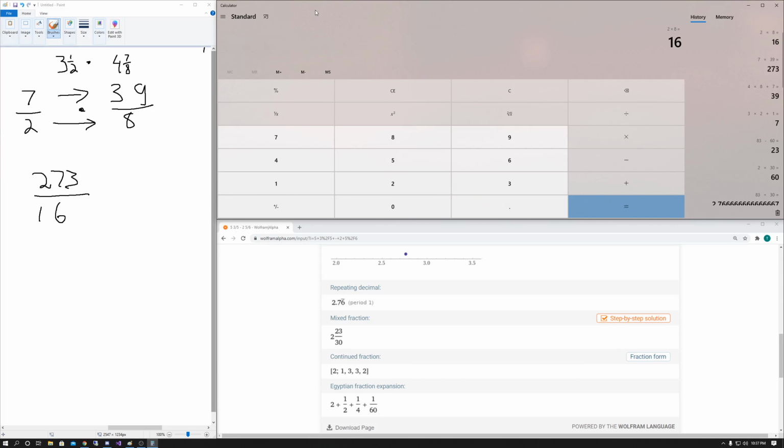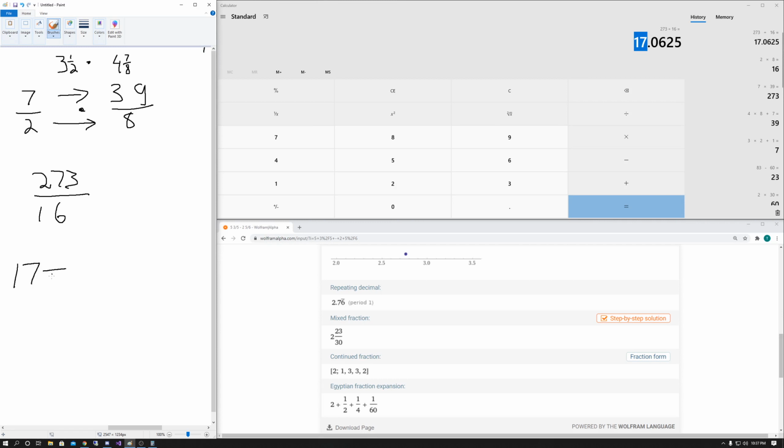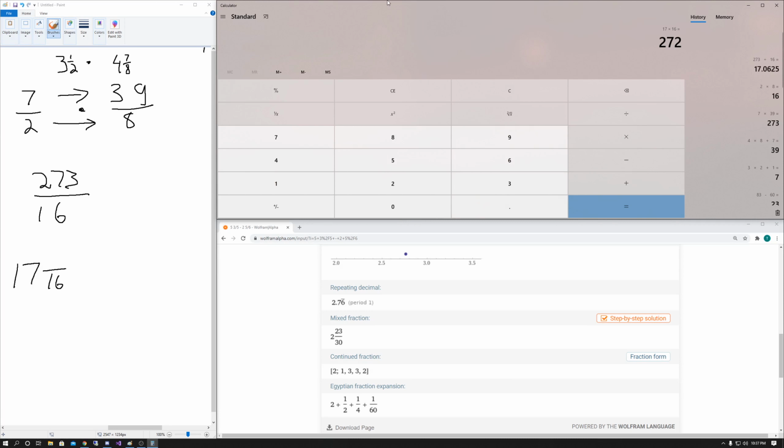Alright, now we have to turn this back into an improper fraction. I mean, a mixed number. Right? So we're going to say 273 divided by 16. We only care about the whole number part, 17. So let's write that down, 17. Bring down the original denominator. Right? We're going to say 17 times 16 gives us 271. We can write that down somewhere, or just memorize it. I mean, 272, my bad. 272. Right, we're going to memorize that.